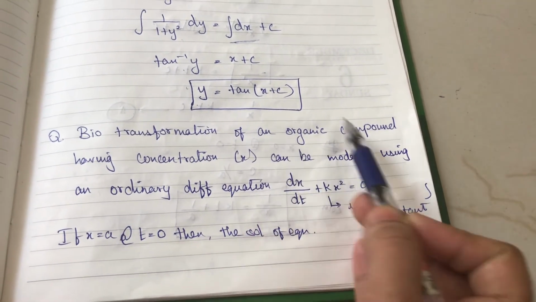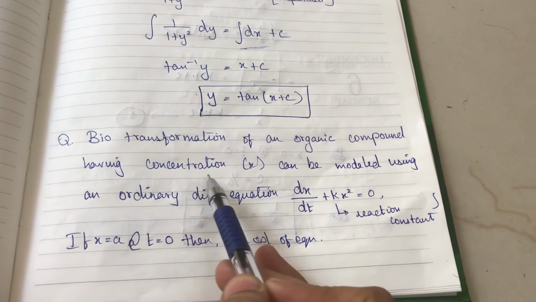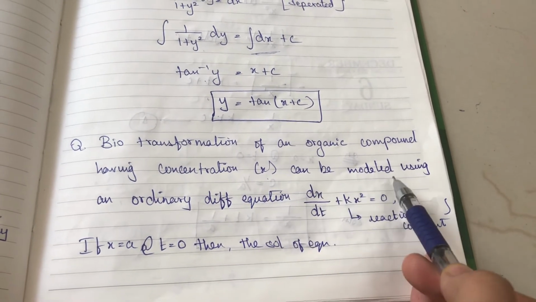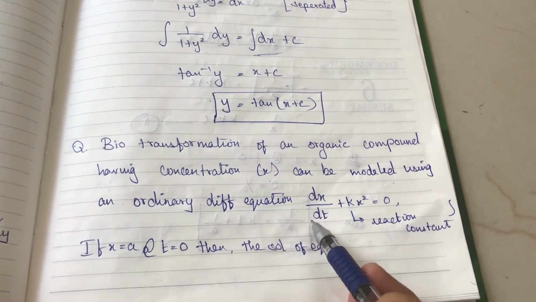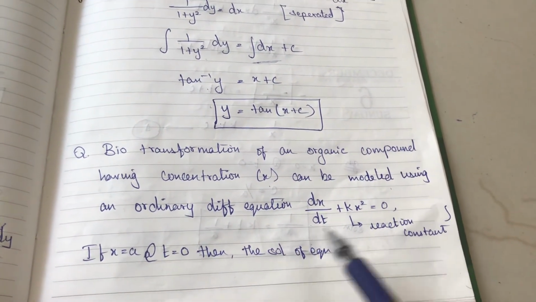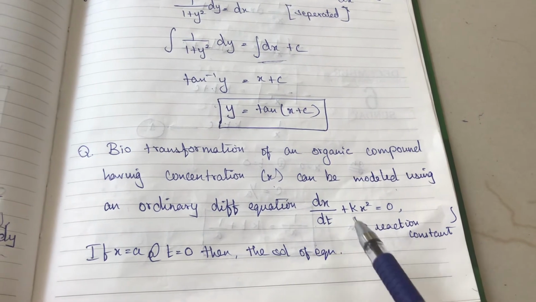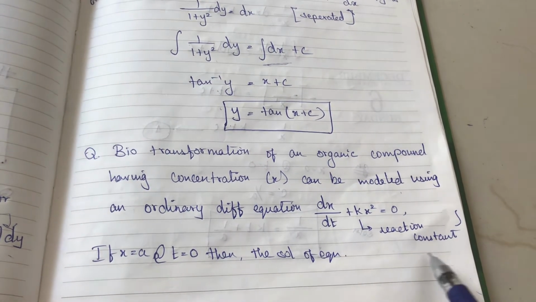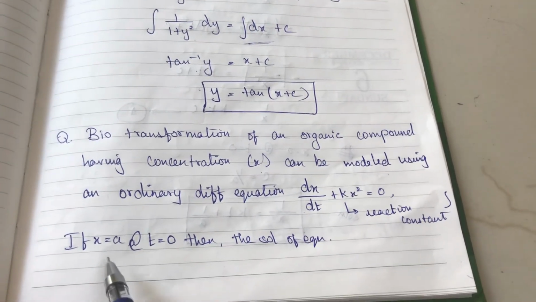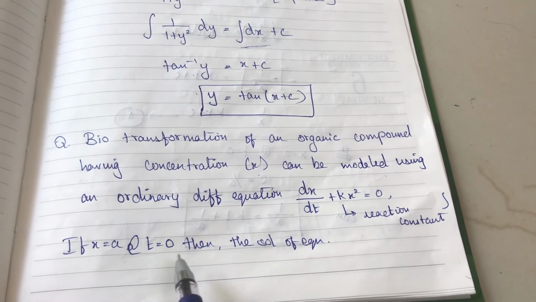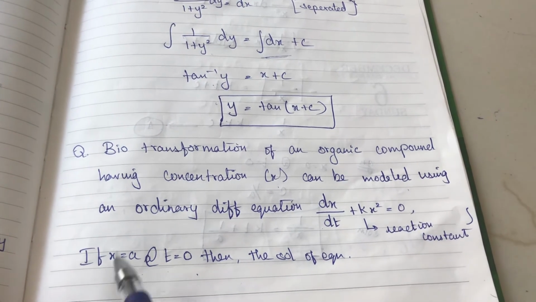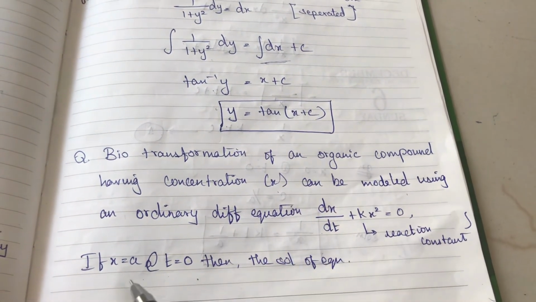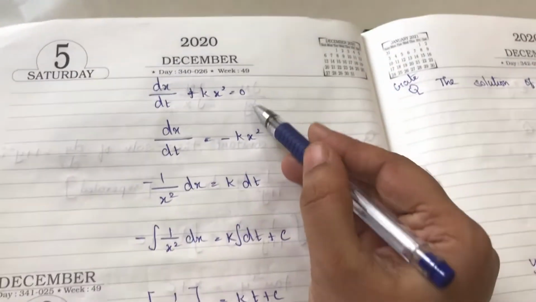And then, biotransformation of an organic compound having concentration x can be modeled using an ordinary differential equation. Nothing but they have given one equation. They are saying this k is the reaction constant, and they want us to find x equal to a at t equal to 0. So first we need to separate all these things, and then you will get an equation like this, and then substitute these values. We'll see that. First, this is the equation.